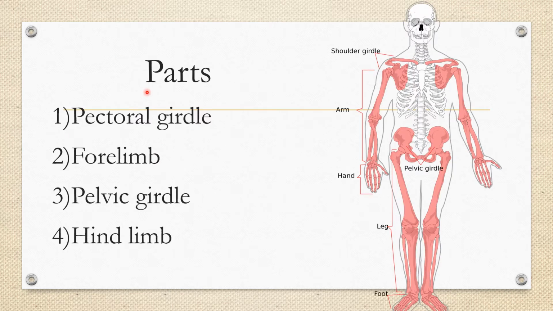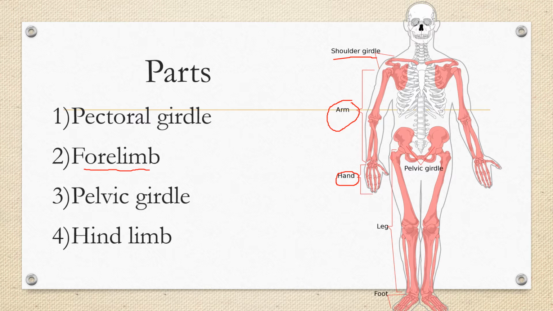The parts of the appendicular skeleton are four. The four parts of appendicular skeleton are pectoral girdle, that is also known as shoulder girdle. The shoulder girdle or pectoral girdle means the portion of the bones that is accompanying your shoulder. Then the second part is the forelimb. Forelimb means your arm and your hand. It means the upper limb of the body is the forelimb.